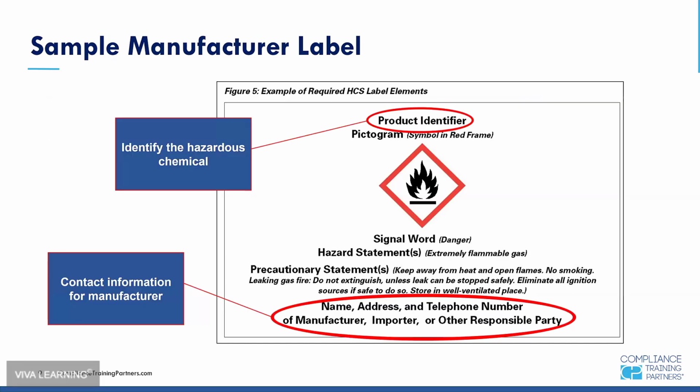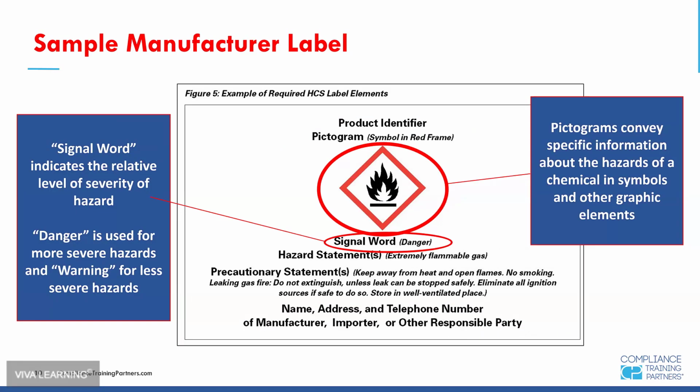So this is what a manufacturer's label is going to look like. Today, they'll all be what's called GHS, Globally Harmonized System compliant. They'll have a product identifier. They'll have contact information for the manufacturer. They'll also have a signal word on it. And a signal word is going to be one of two words, either danger or warning.